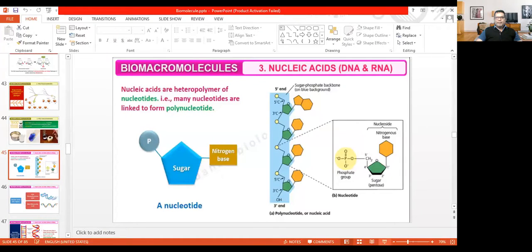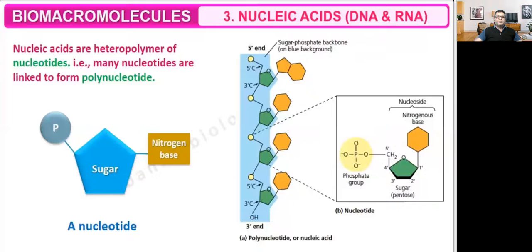So let us learn about the macromolecule nucleic acid, DNA and RNA. So, what are nucleic acids? Nucleic acids, that is DNA and RNA, are biomacromolecules.